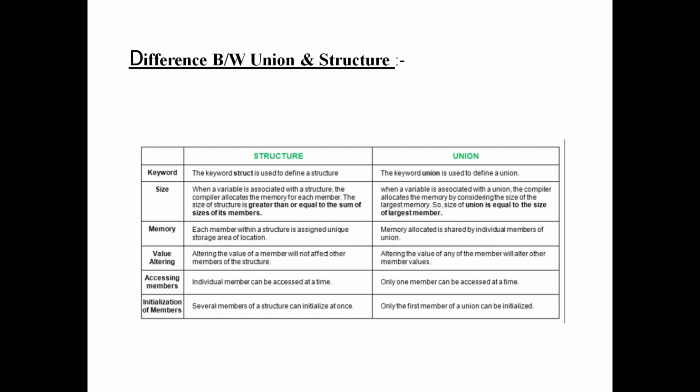Accessing members. In structures, individual members can be accessed at a time. In unions, only one member can be accessed at a time. Initialization of a structure: several members of a structure can be initialized at once. Whereas in unions, we can't do that. Only the first member of a union can be initialized.